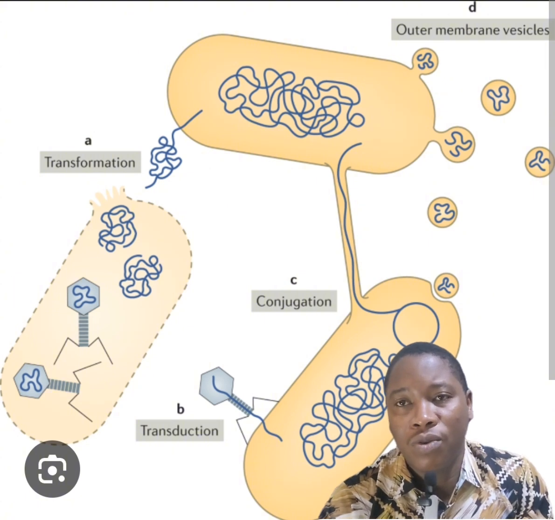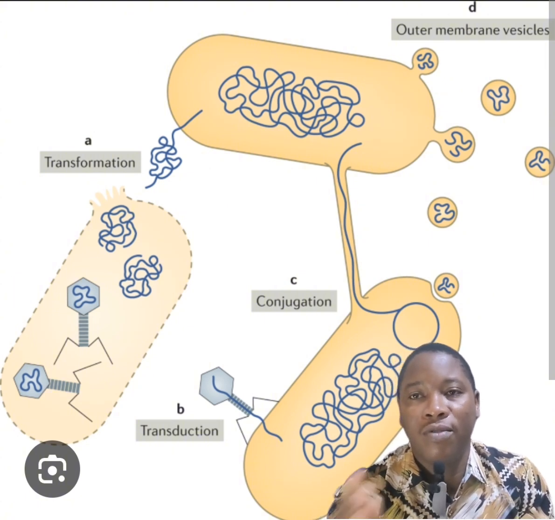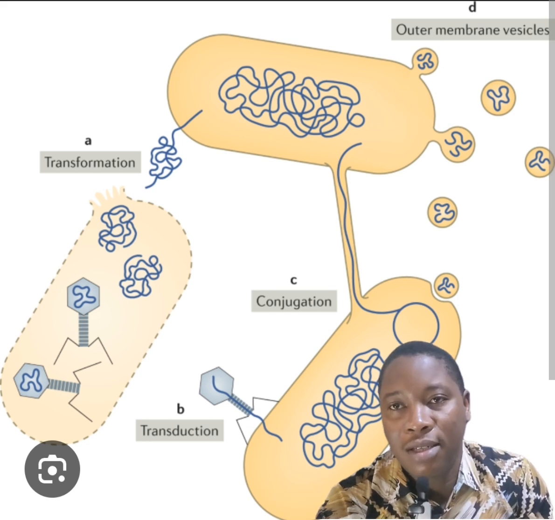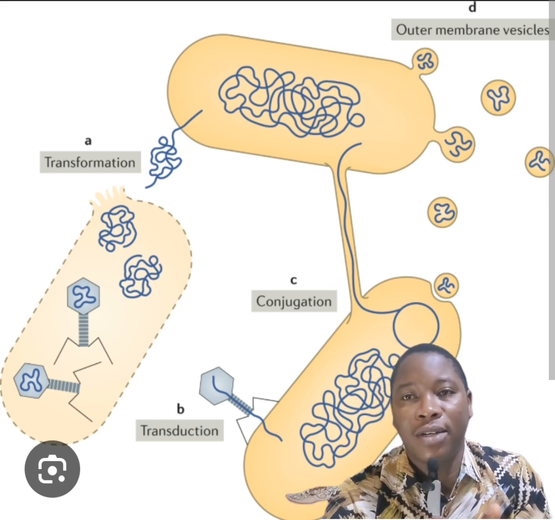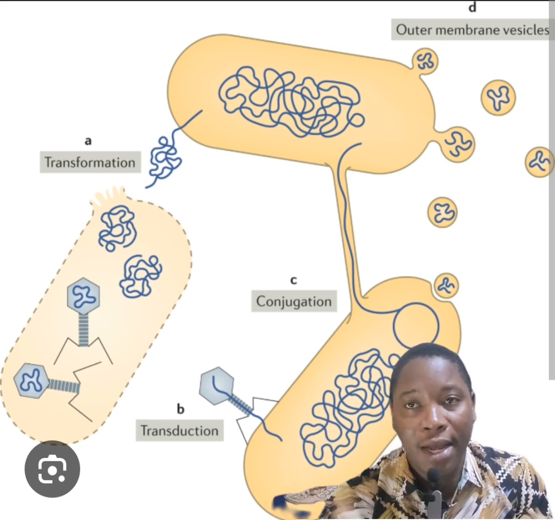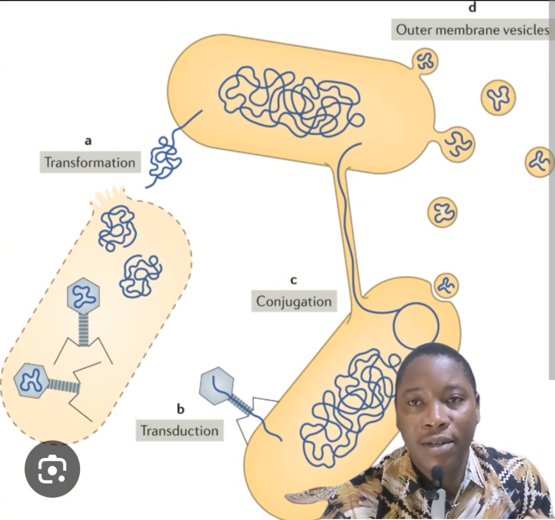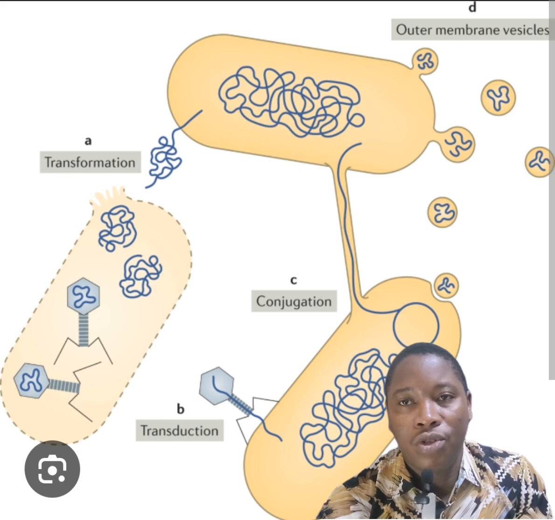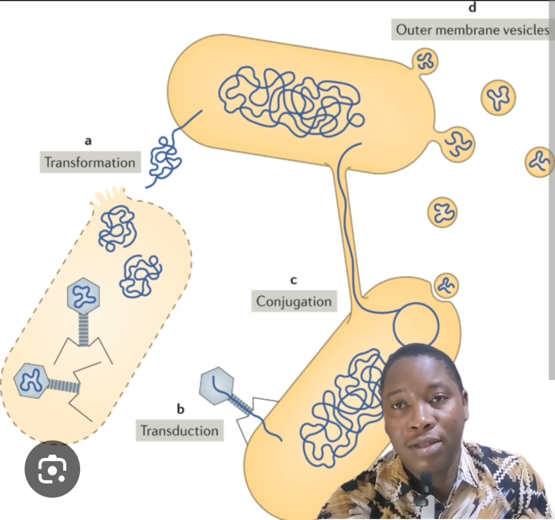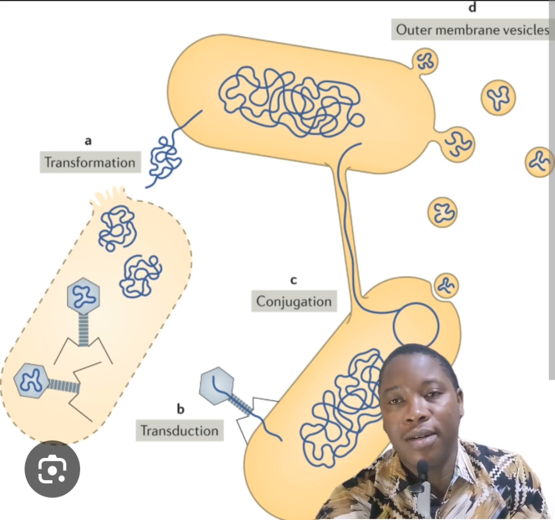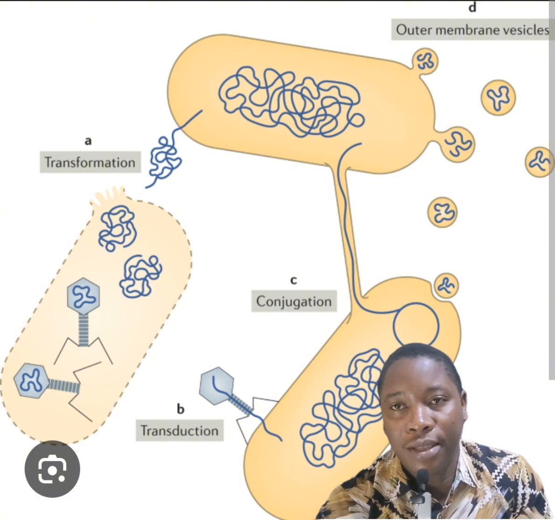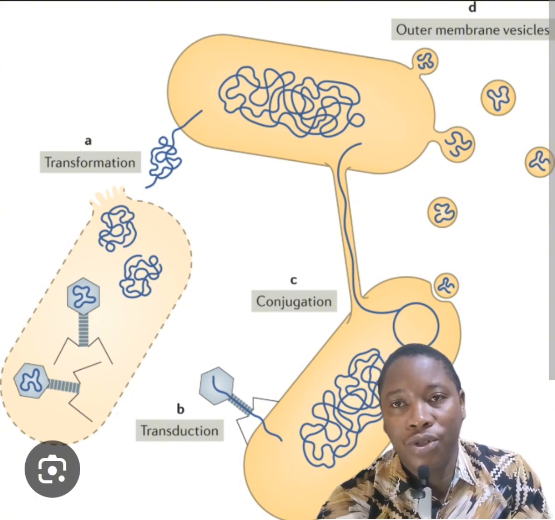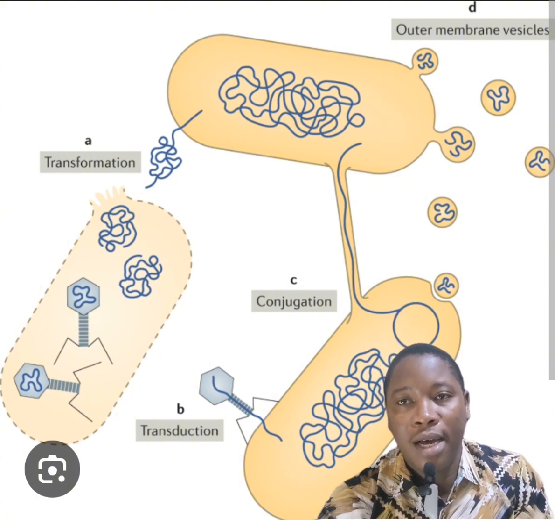Now, secondly, there's also what we call horizontal gene transfer. When you think of horizontal, you think of it as side to side. So that's the transfer of genetic material from one bacteria to another. Not from mother to daughters, but from one bacteria to another bacteria. And there are about three methods by which this happens: there is transformation, there's transduction, and there's conjugation. These are the three methods. They are easy to understand and you must understand them.